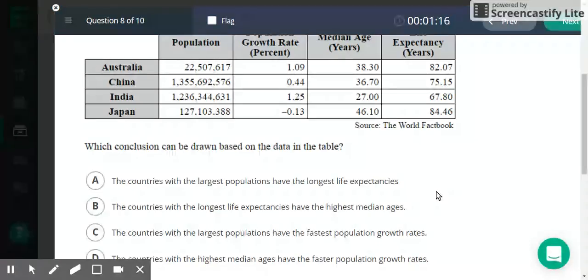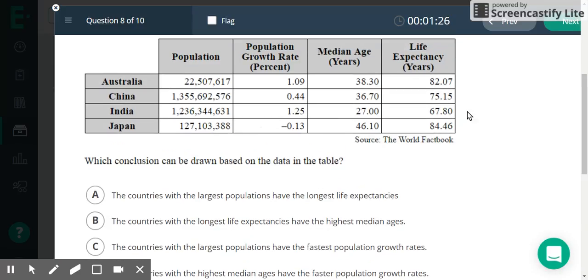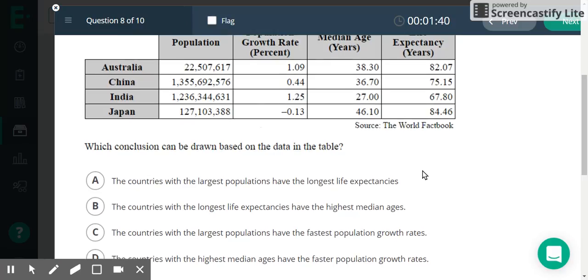Letter B, the countries with the longest life expectancies have the highest median ages. So we go back, we look at the countries with the largest life expectancy, Australia, Japan. Do they have the highest median ages? Well, you look over here at Australia and Japan. Do they have the highest median age?